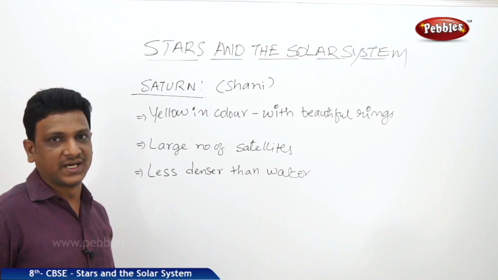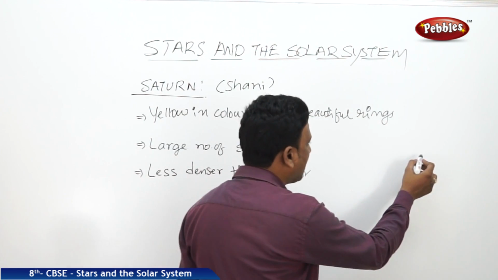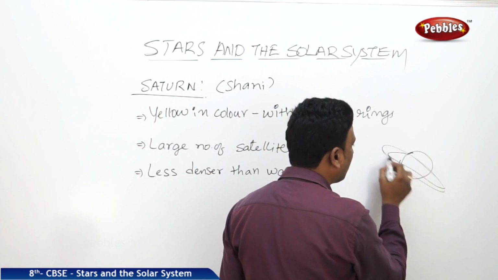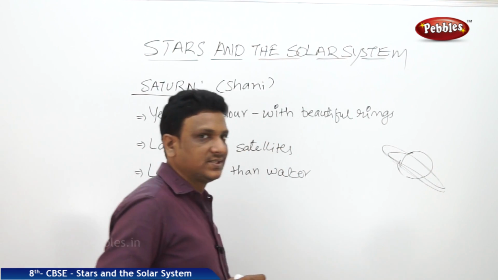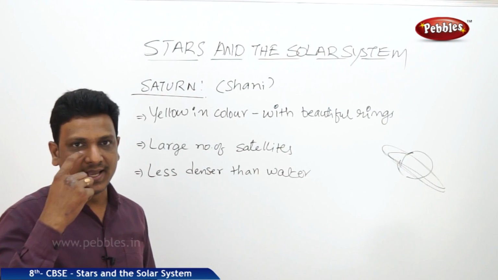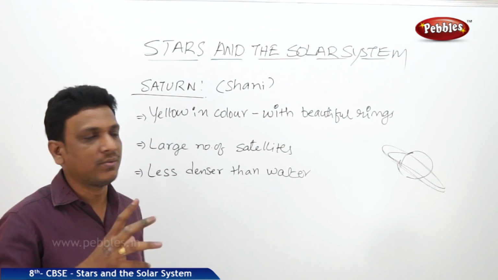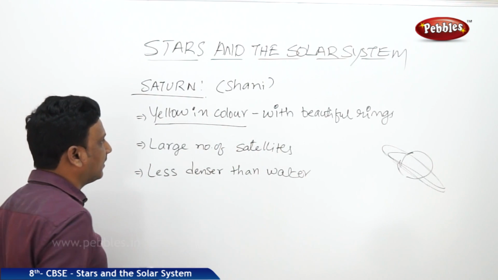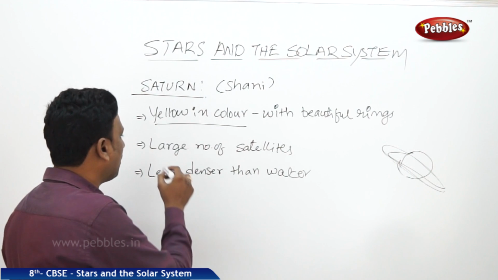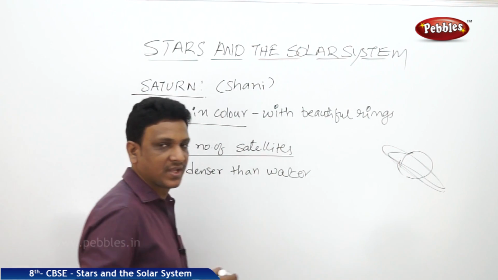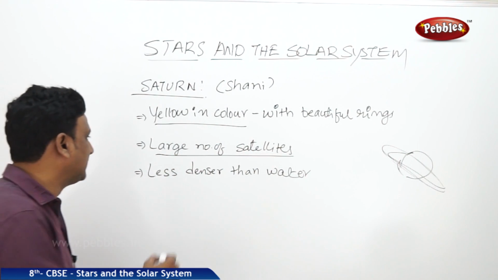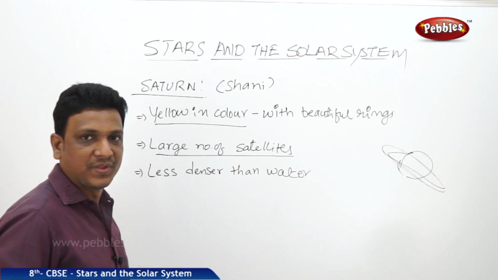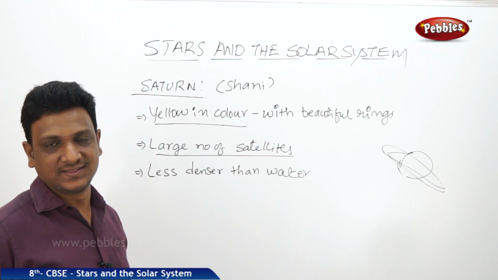When you talk about Saturn, you get the picture of Saturn with a number of beautiful rings around the planet. Of course these rings are not visible to the naked eye. With the help of a small telescope, you can see the beautiful rings around this yellow planet. Saturn is yellow in color with beautiful rings and a large number of satellites. One more important feature is that it is the planet with the least density in the solar system.